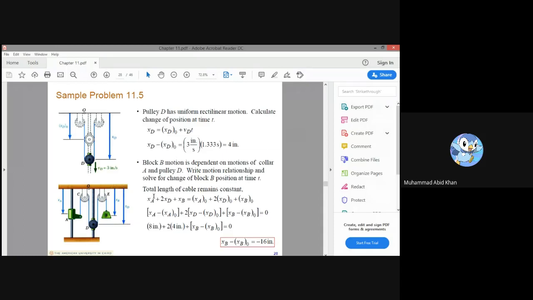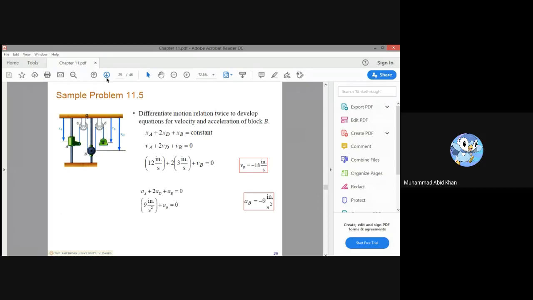Okay, the total length of the cable remains constant. This is the cable, or we can say rope, and this one remains constant. Okay, that is the constant. The equation is given here. You will put the values. That's it. You will get the answer.